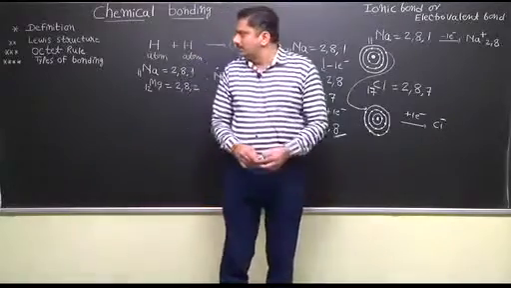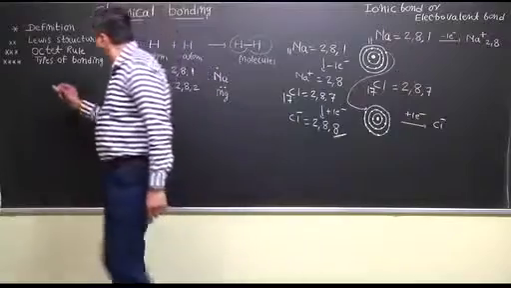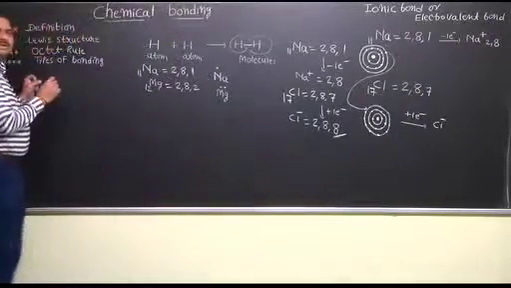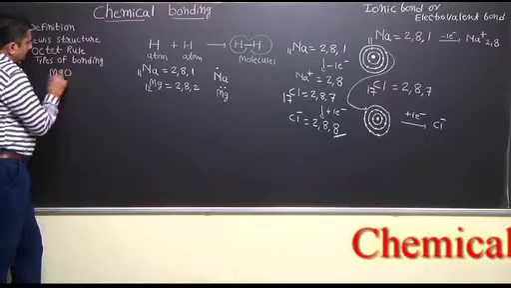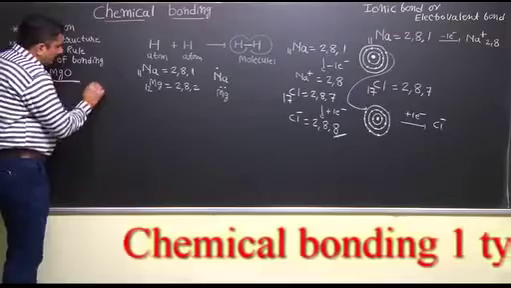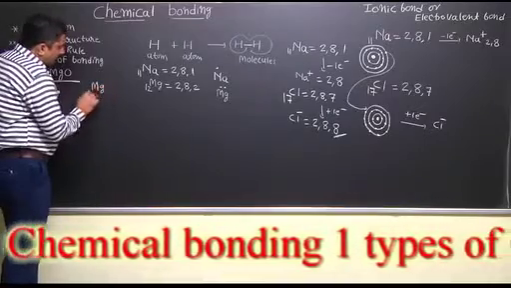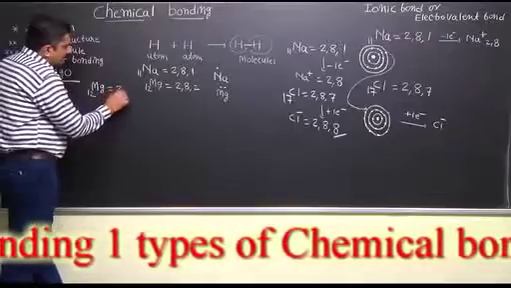The second example is formation of magnesium oxide. How is magnesium oxide, MgO, formed? Magnesium, atomic number 12. We can write like this, 2, 8, 2.